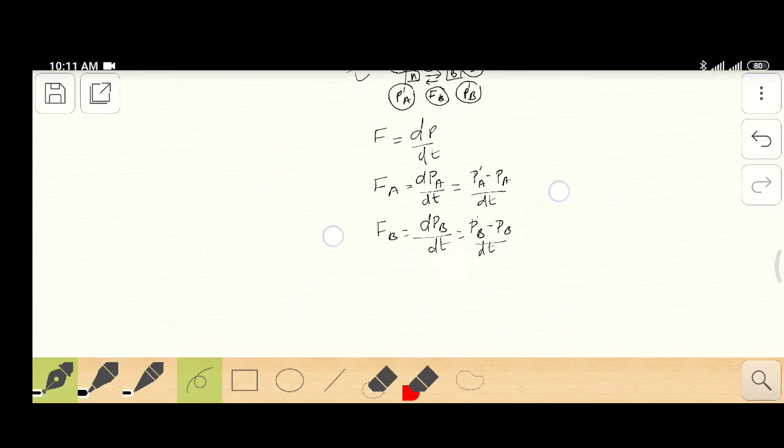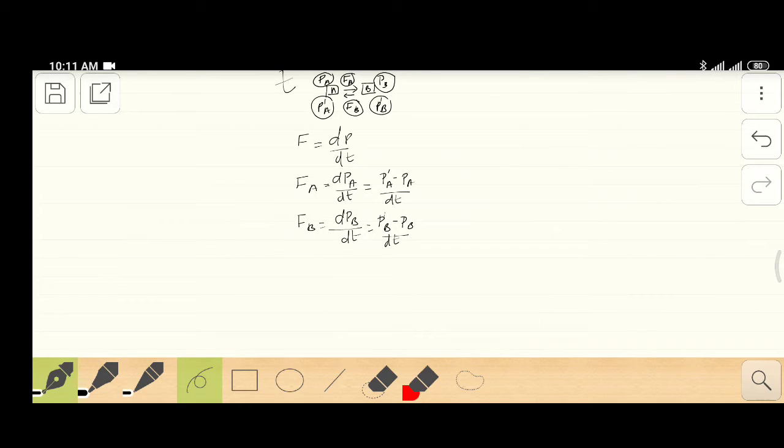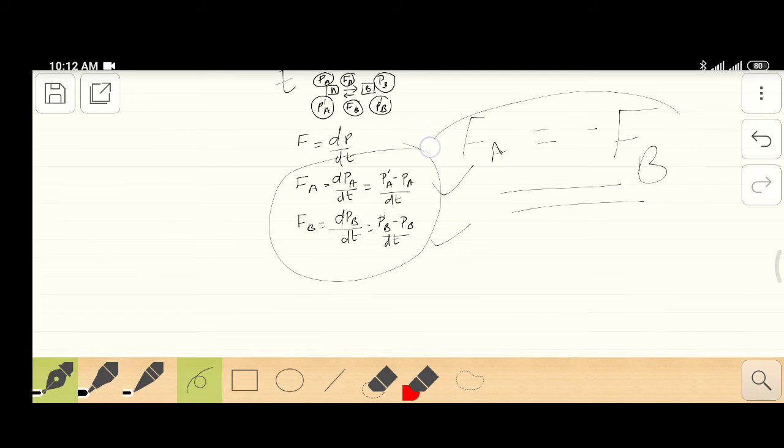Okay, so here F A is equal to minus F B. As you know, F A and F B values you are having. F A is equal to P dash A minus P A by dt, and F B will be equal to P dash B minus P B by dt. So you just substitute these values in this one. Here this one is the second law of motion, this one is the third law of motion.